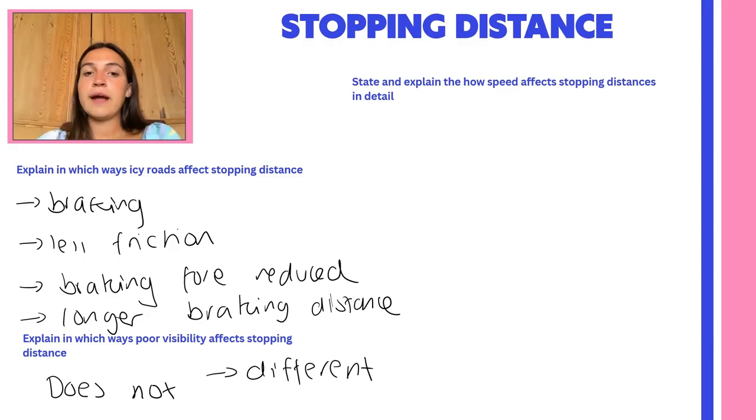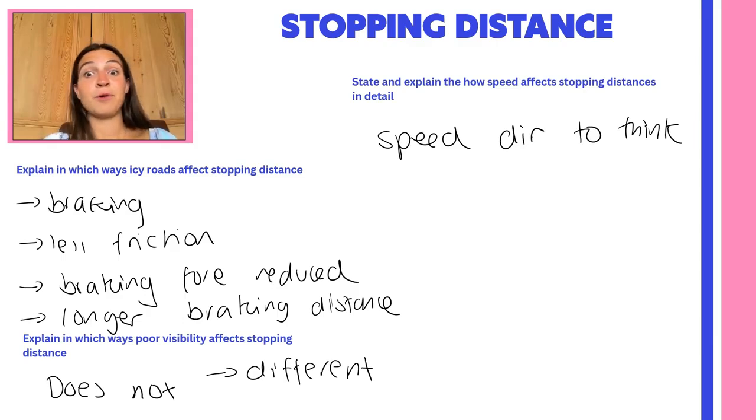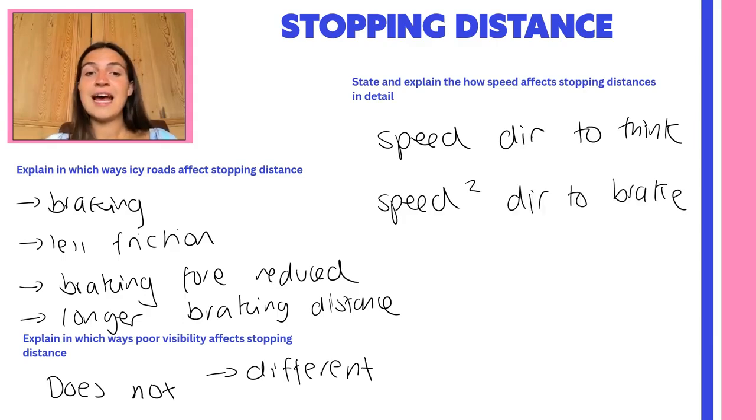State and explain how speed affects stopping distances in detail. So speed is directly proportional to your thinking distance, and speed squared is directly proportional to your braking distance. So that's how it affects your overall stopping distance.